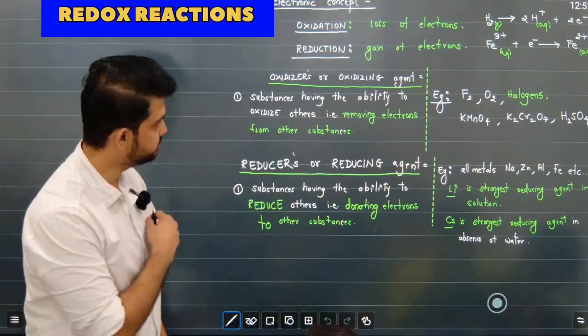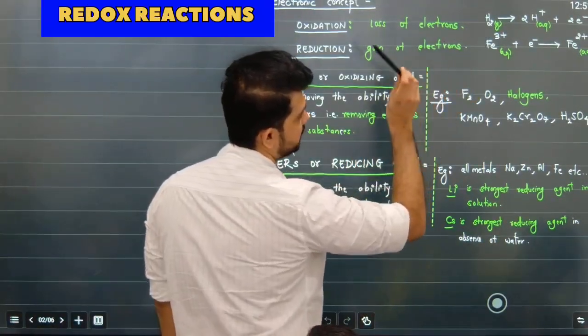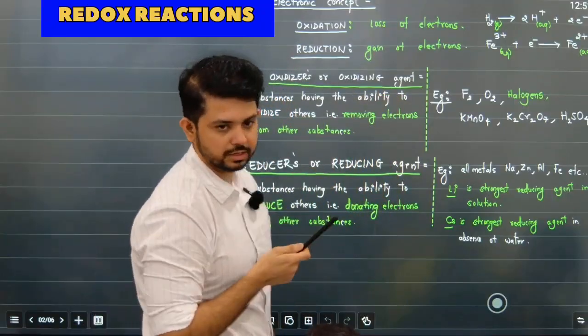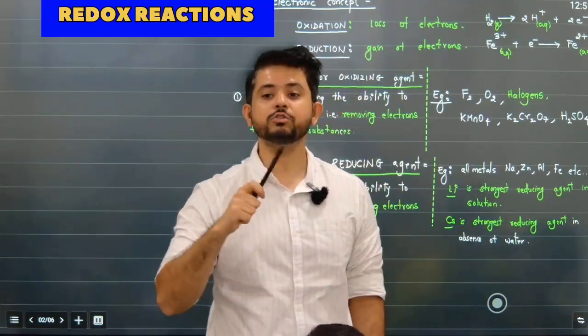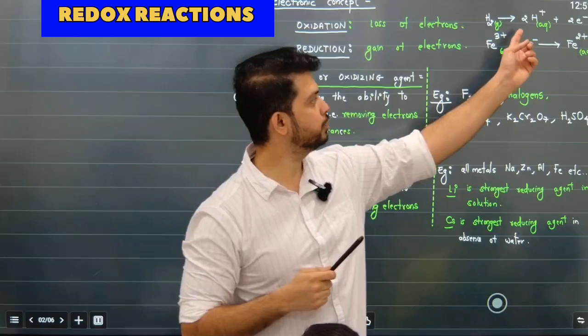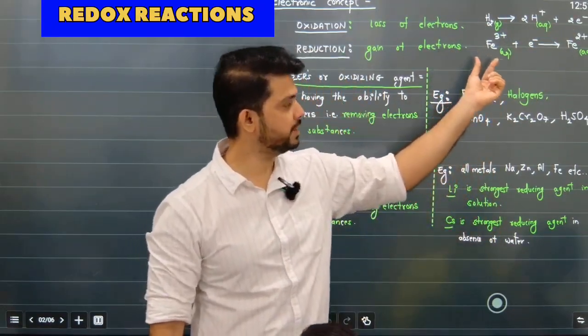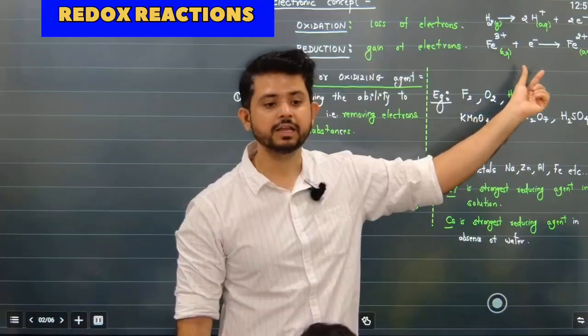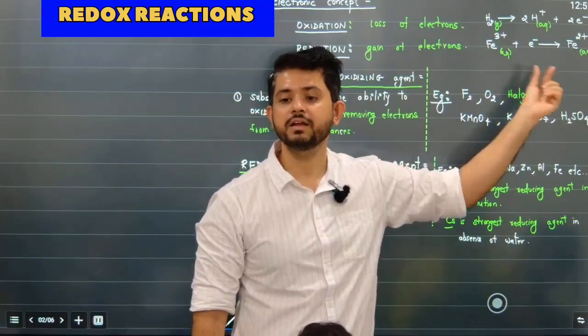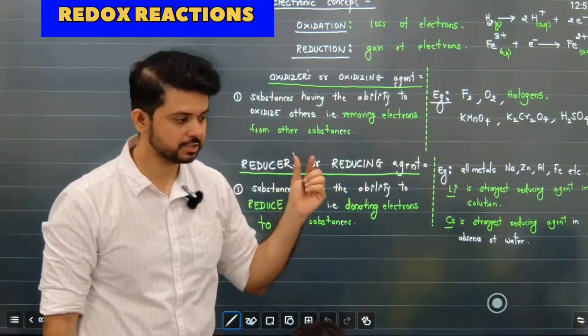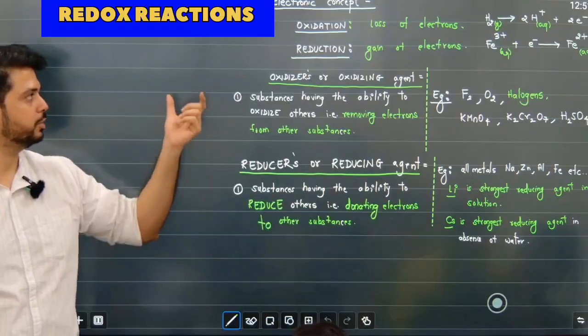For example, let's say over here H2 losing an electron, each hydrogen will lose one. So we have 2H+, loss of electrons, and let's say Fe3+, ferric ion, gaining an electron and becoming ferrous. Okay? This is the electronic concept or modern concept.